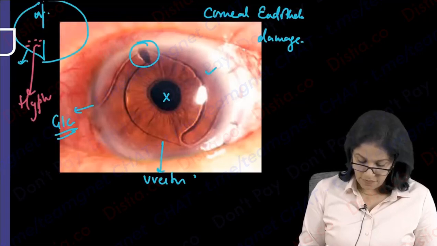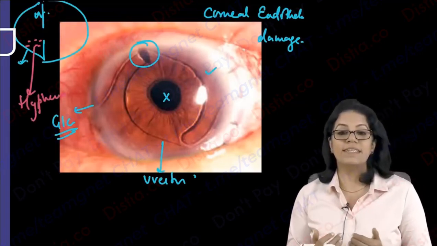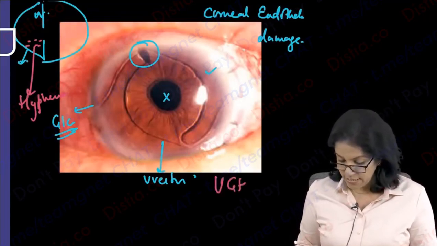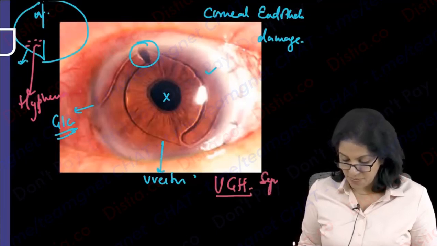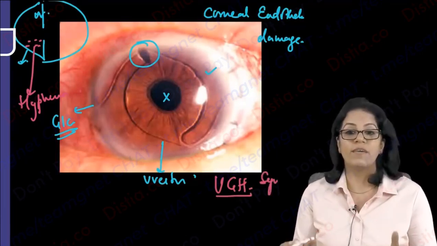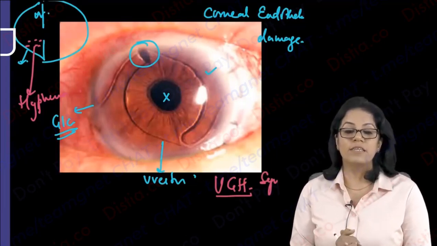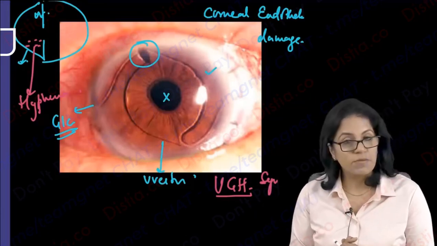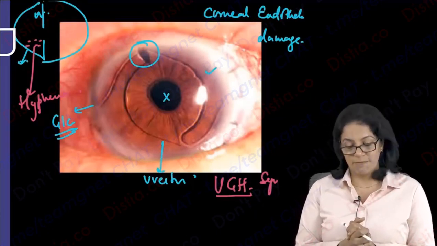Right? So when there is hyphema in the anterior chamber, hyphema is blood in the anterior chamber. So this is called UGH syndrome. What is UGH syndrome? It is uveitis, glaucoma, hyphema, mainly caused by anterior chamber IOLs. So that is the main problem why, especially these days, we don't prefer anterior chamber IOL.